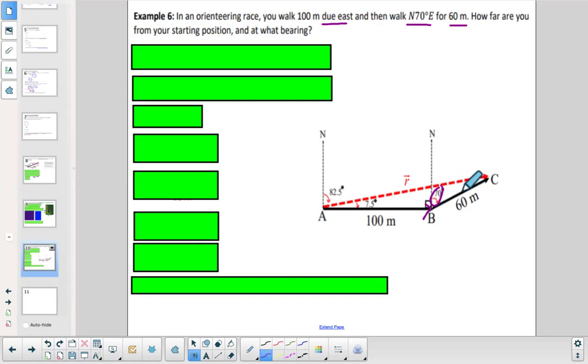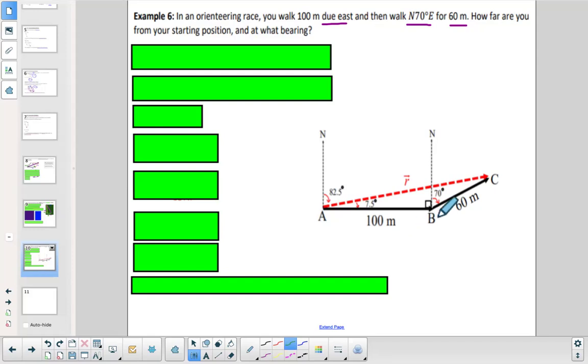And I'm going to draw that vector for 60 meters. Now, think about your scale. You cannot draw the 60 meters with the same length as 100 meters. You have to keep the scale in mind. Also, when I'm looking at this diagram as a triangle as a whole, my resultant is going to be drawn from the tail of the first vector to the tip of the second vector, so I am going to form a triangle.